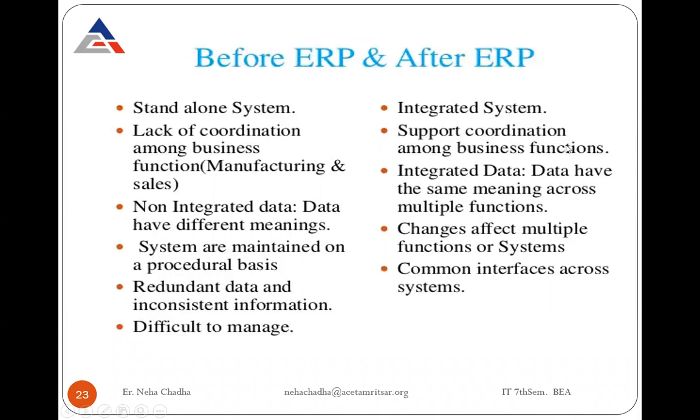If one department is having data, they may share it with other departments. Before ERP there is non-integrated data, where data have different meanings. After ERP, integrated data, where data have the same meaning across multiple functions. Systems are maintained on a procedural basis so that changes affect multiple functions or systems. Before, redundant data or inconsistent information is there. Here, common interfaces across systems. Before ERP, it is very difficult to maintain the data.